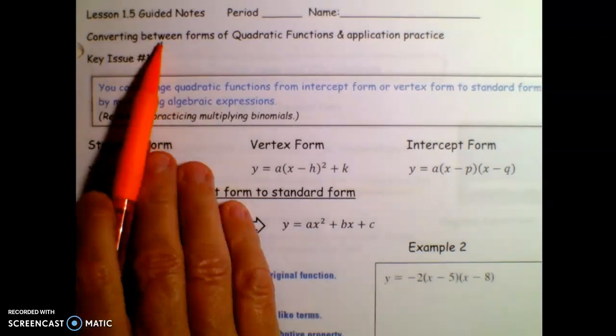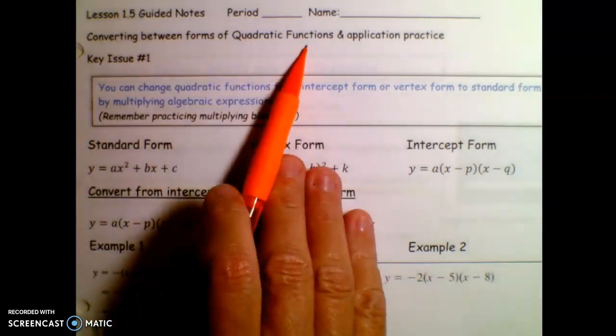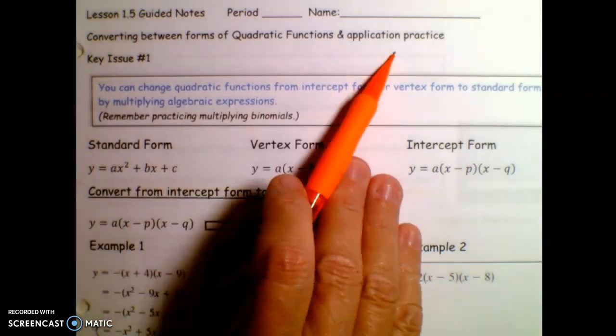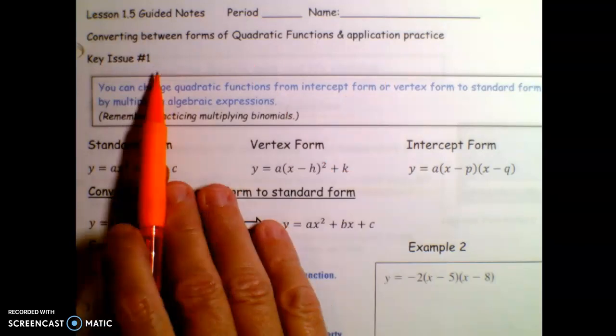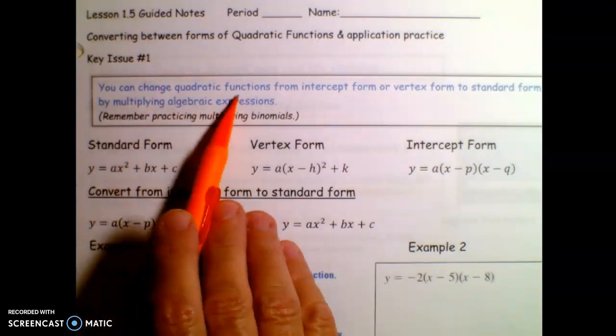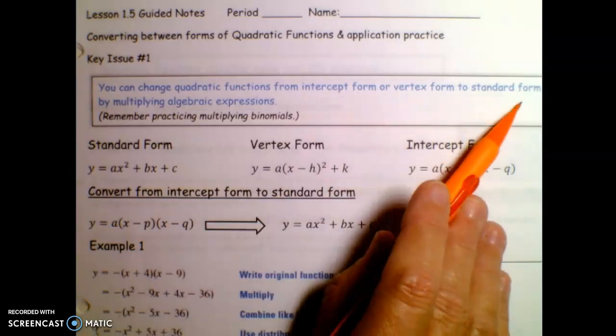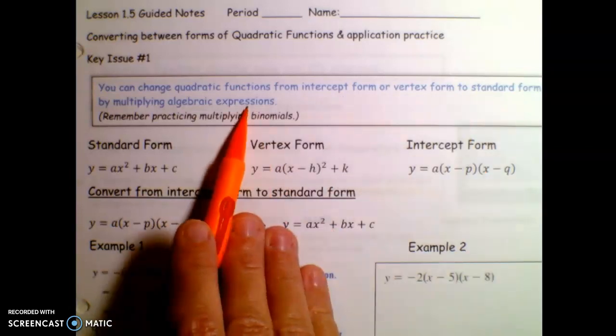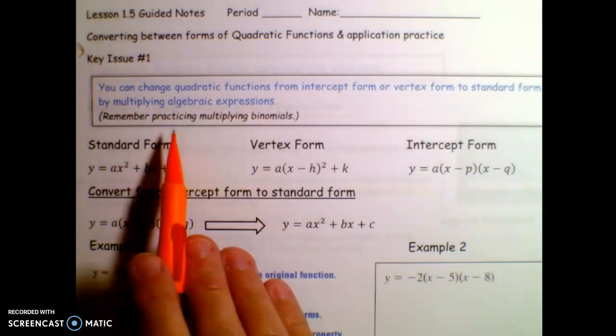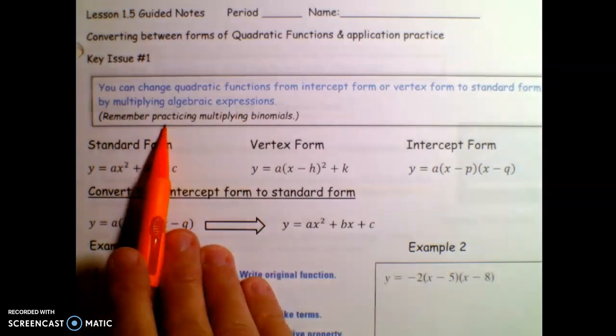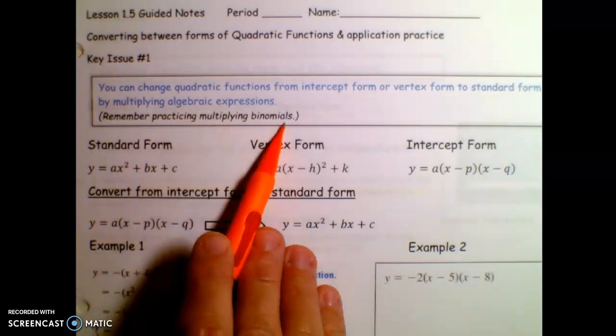Today we're going to be converting between the forms of quadratic functions and doing some application practice. So, key issue number 1. You can change quadratic functions from intercept form or vertex form to standard form by multiplying algebraic expressions. And what we need to remember, and that we practiced in IXL in our summer work, was multiplying binomials.